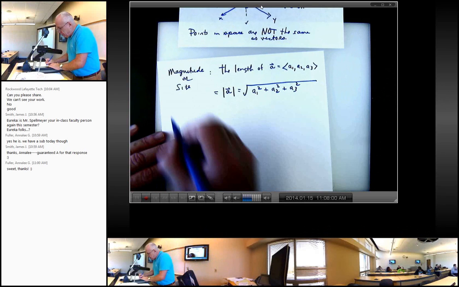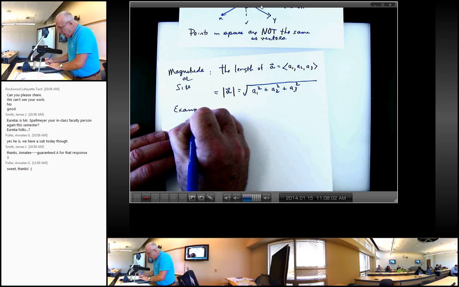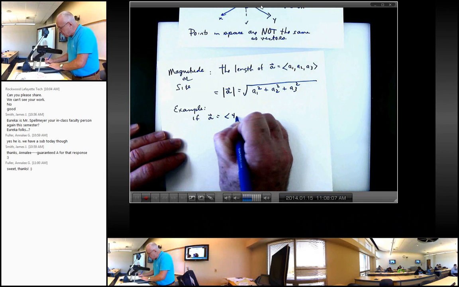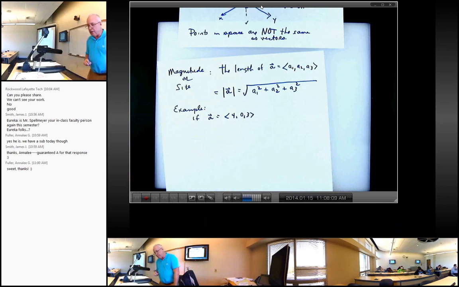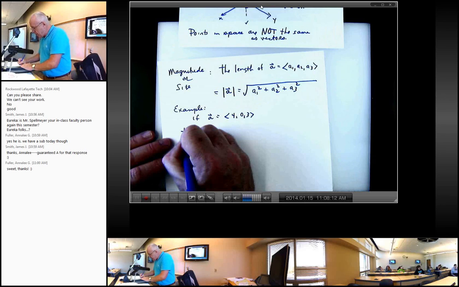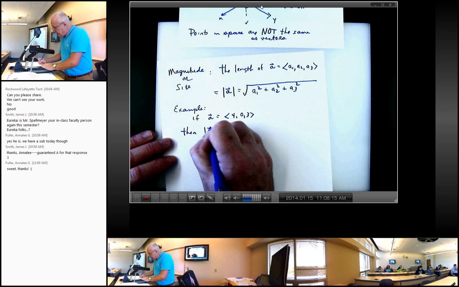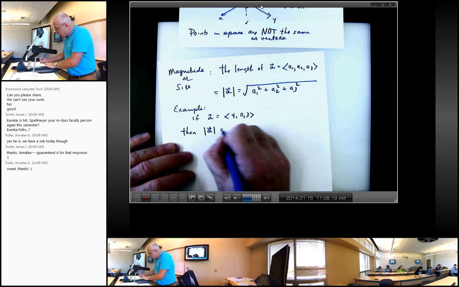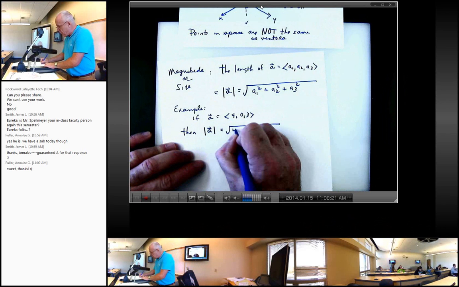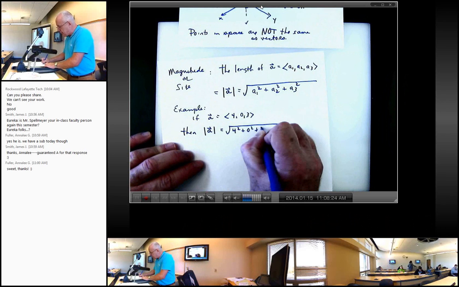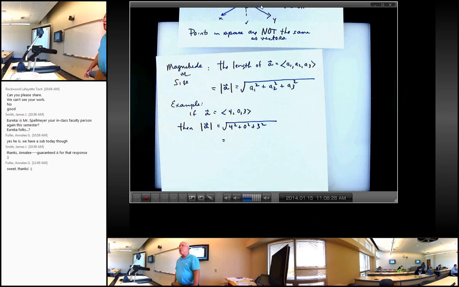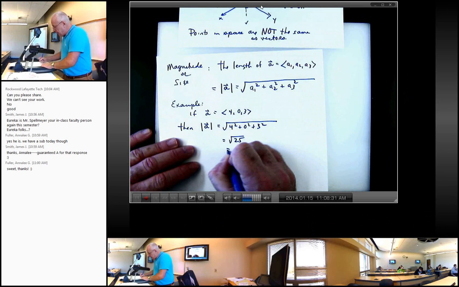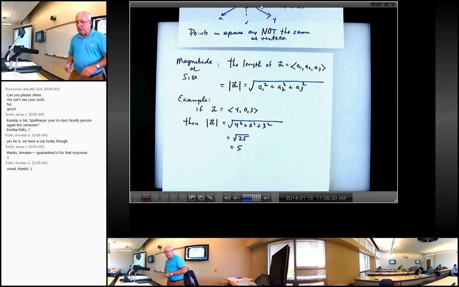So, for example, if vector A is equal to ⟨4, 0, 3⟩ in brackets, then the length of A, absolute value around that, is equal to the square root of 4 squared plus 0 squared plus 3 squared, the squares of all those, and that's going to be the square root of 25. So our length is equal to 5 in this case.